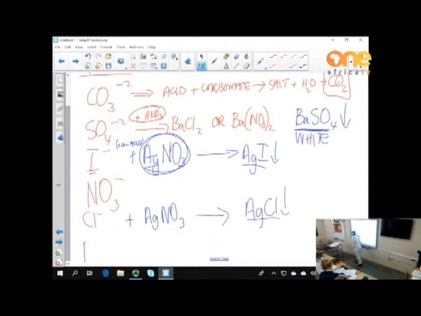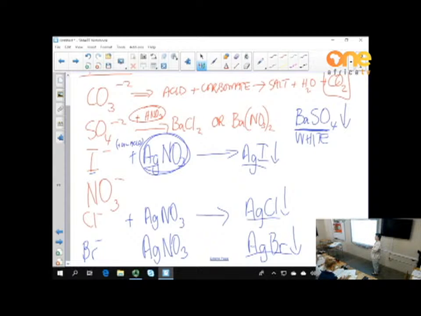If we had the bromide ion over here, I would also add silver nitrate, and I will get silver bromide, also in the form of a precipitate. Now, these precipitates are very clear. It forms a cloudy mixture. All right, the color. Silver chloride is white, silver bromide is cream, and silver iodide is yellow. Hang on. If I asked you, what's the color of this wall?